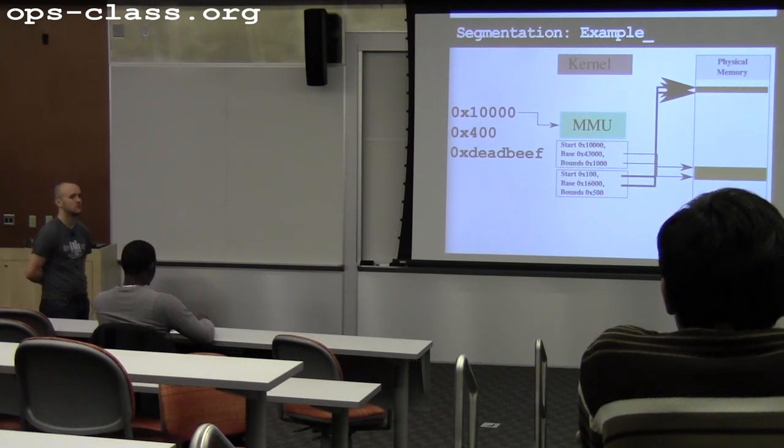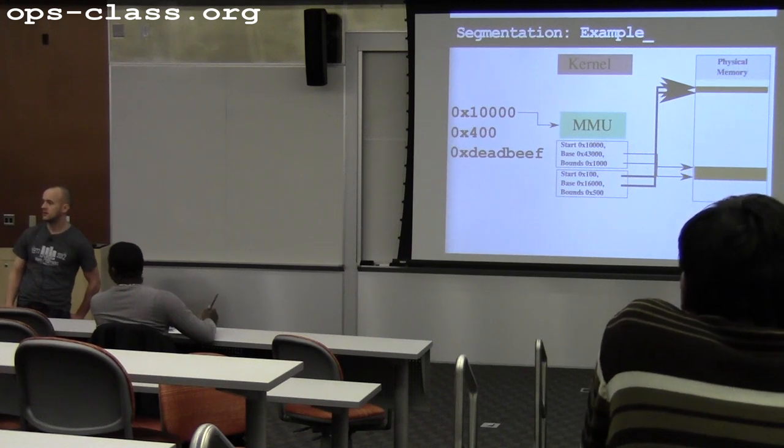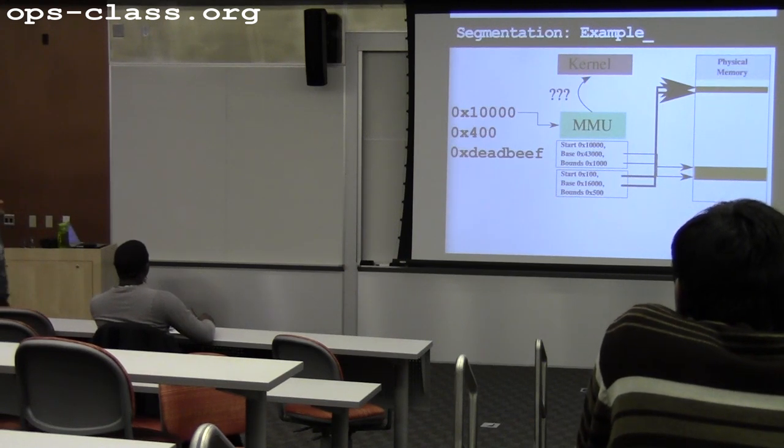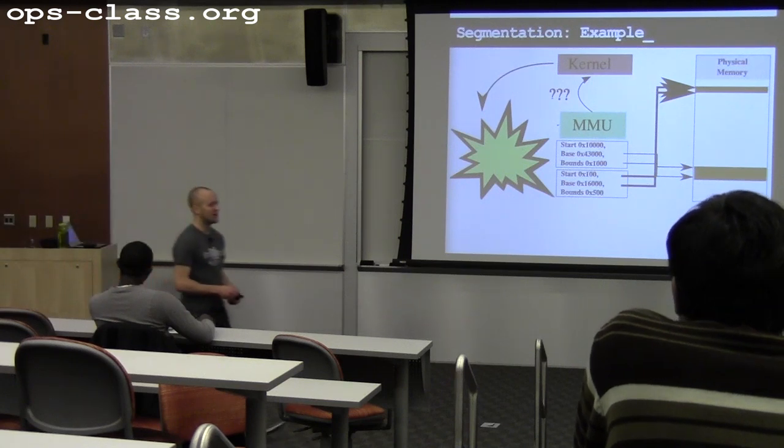The new segment that it's supposed to be. Well, does the MMU know whether that segment exists or not? It has to ask the kernel, right? And in this case, because this is a funny address, I just killed the process. But I don't want to make you guys prejudiced against dead beef, right? I mean, dead beef could be a perfectly valid address, right? On your OS 161 kernel, dead beef will never be a valid user address.